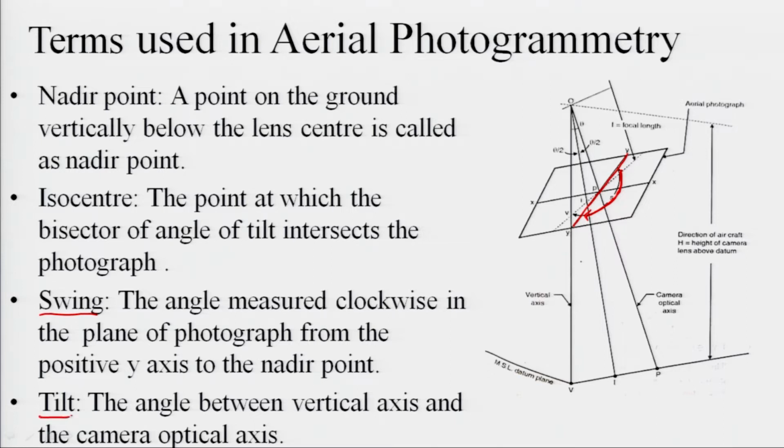Talking about tilt, as we discussed earlier, tilt is basically the angle of the camera axis or optical axis with the vertical axis. The angle between the vertical axis and the axis of the camera or optical axis is known as tilt.